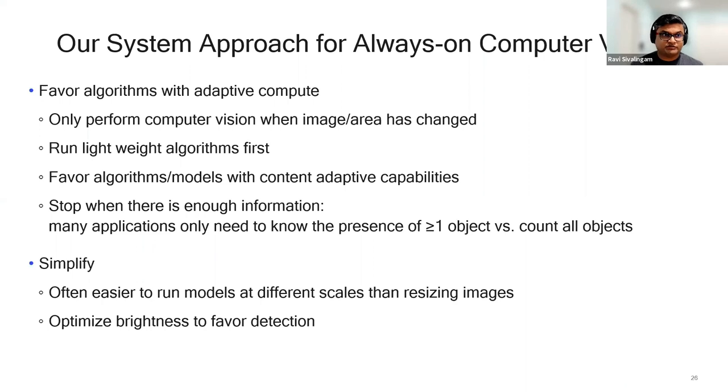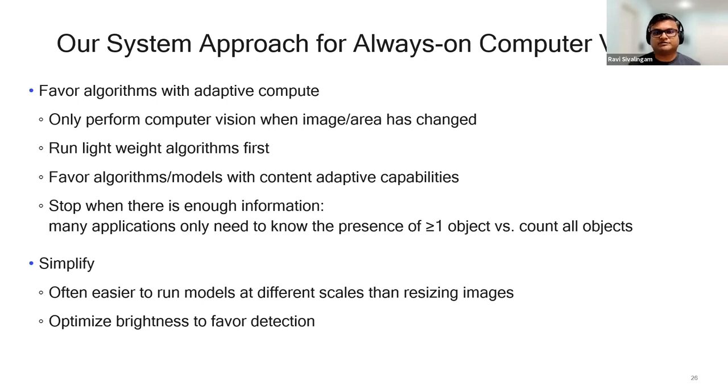As I mentioned, we favor algorithms that run very efficiently. One of the main things is looking at adaptive compute. Compared to standard neural network algorithms, which, whether you show them a picture of a blank wall or a picture with multiple faces, take the same amount of inference time because they do the same amount of number crunching to process that image.